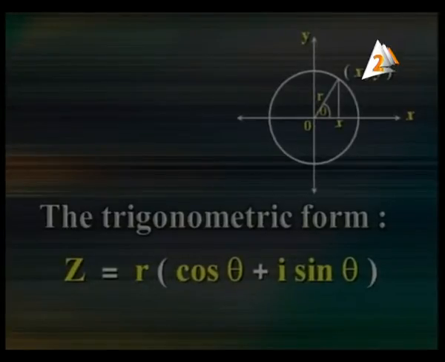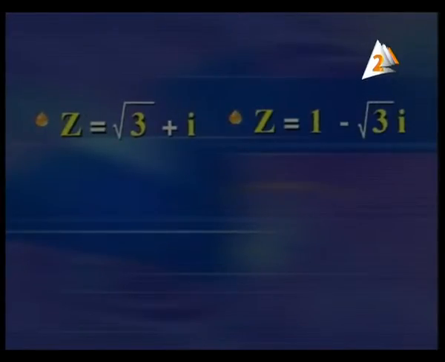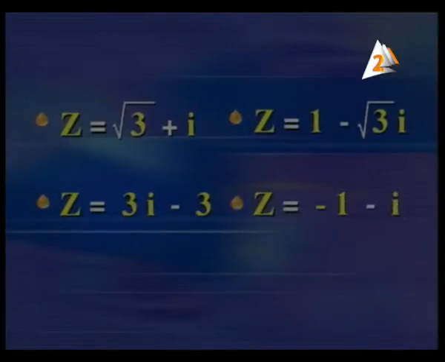Remember, dear student, when we want to find the trigonometric form of a complex number, we can put z as the form R multiplied by the bracket containing cosine theta plus i sine theta. Example. Change each of the following algebraic forms into trigonometric form. Number one, z equals root 3 plus i. Number two, z equals 1 minus root 3i. Number three, z equals 3i minus 3. Number four, z equals negative 1, negative i.